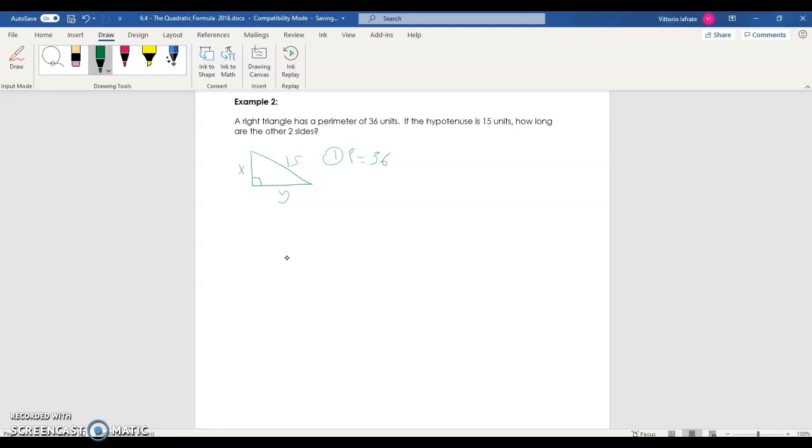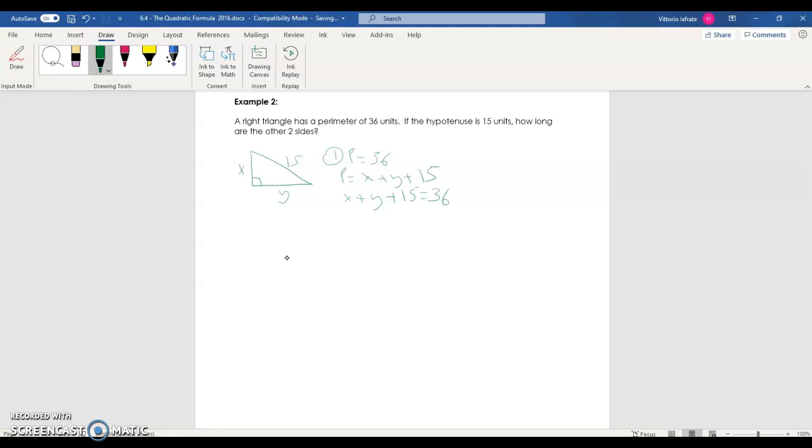So what that means is that our perimeter is equal to x plus y plus 15. This perimeter is basically just the measure of all the sides added together. And we can make that even better. We can say that x plus y plus 15 is equal to 36.